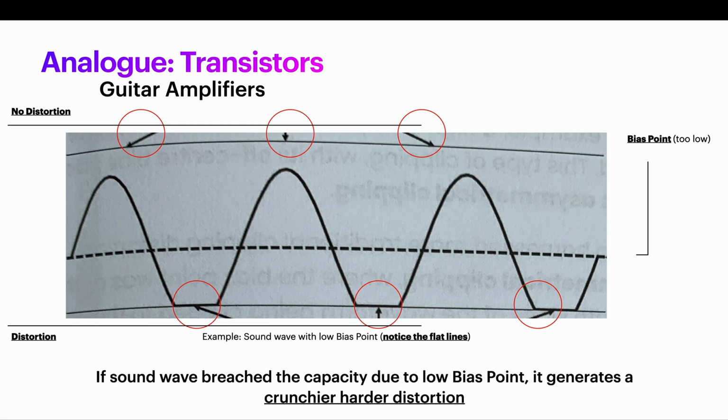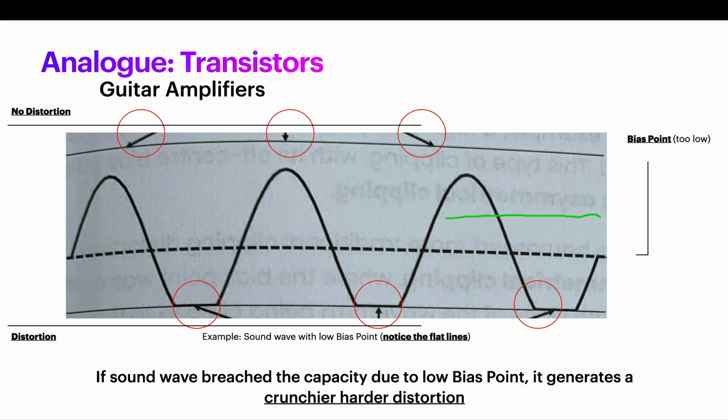So what they also found was that if they took this bias point, and again, the bias point is this line that was in the middle here, you could now move this bias point up or down, and in this case it went down. And what they noticed was that this bias point, when moved down, produced a crunchier or harder sound.